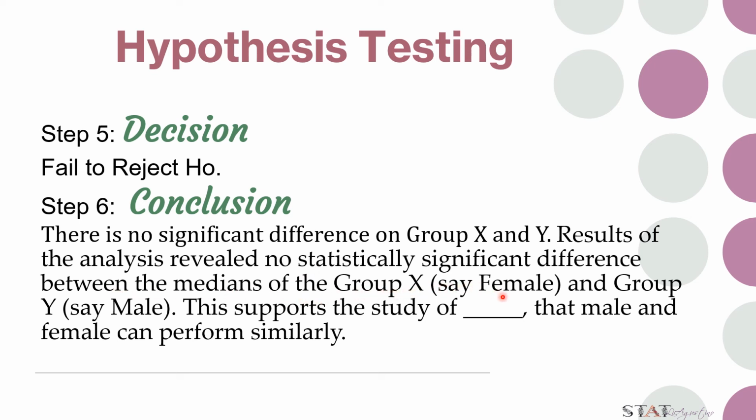So if you have your independent variable or grouping, say group X is female and group Y is male, then you have to support it with your literature study. So this supports the study of who that male and female can perform similarly. It depends on your subject. It depends on your dependent variable you are measuring in your study.